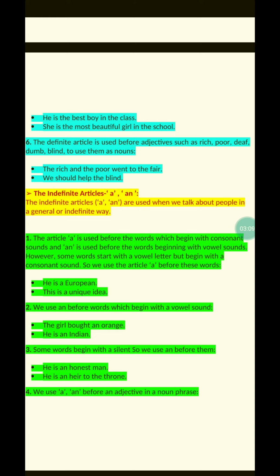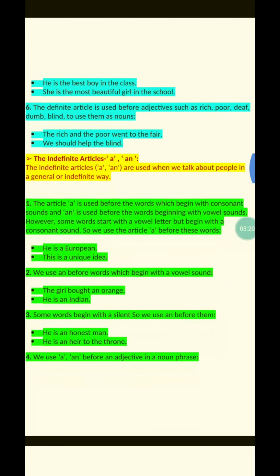Next, the indefinite articles a or an. Children, the indefinite articles a or an are used when we talk about people in a general or indefinite way. The article a is used before words which begin with consonant sounds, and an is used before words beginning with vowel sounds. However, what matters here is that some words start with a vowel letter but begin with a consonant sound. So we use the article a before these words.